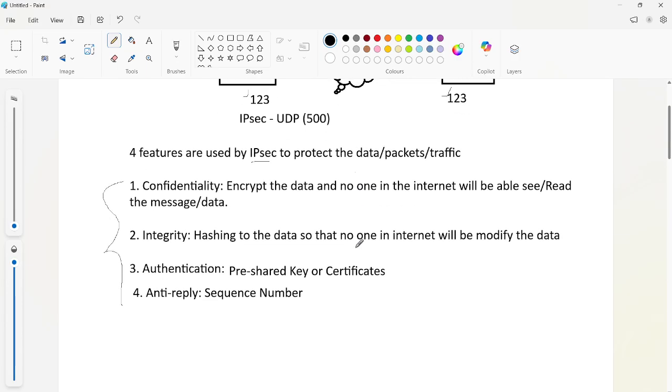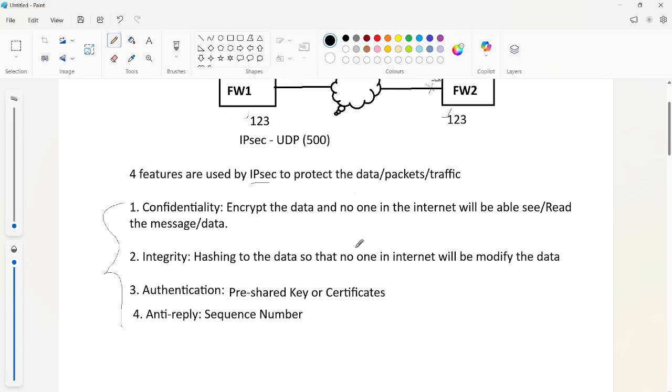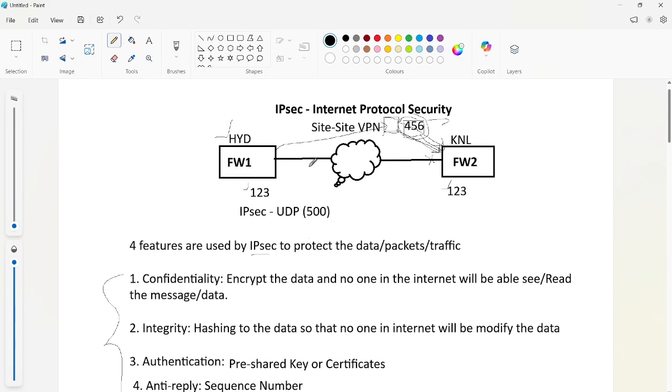So any questions here? Bro, UDP is an unreliable protocol, right? But here we are using that only in the secured tunnel. Yes.